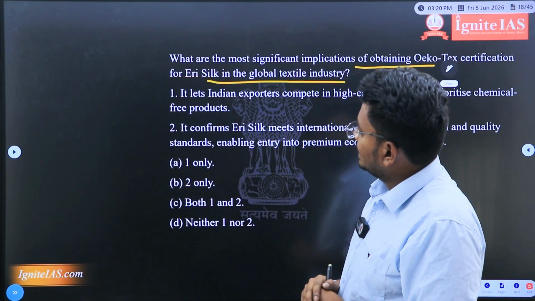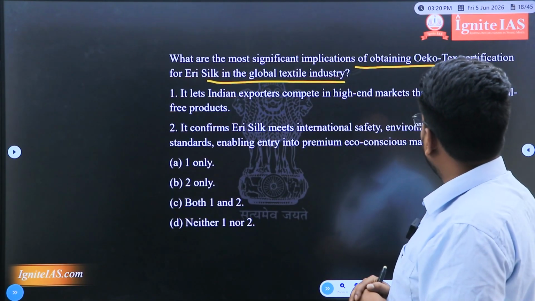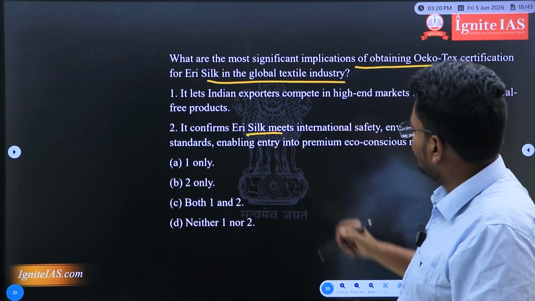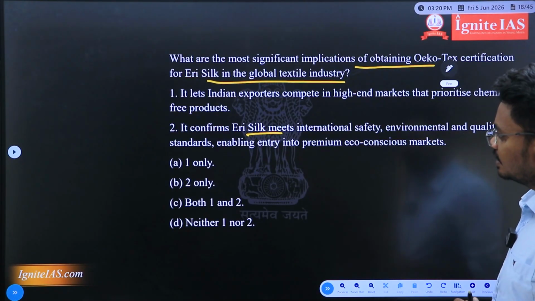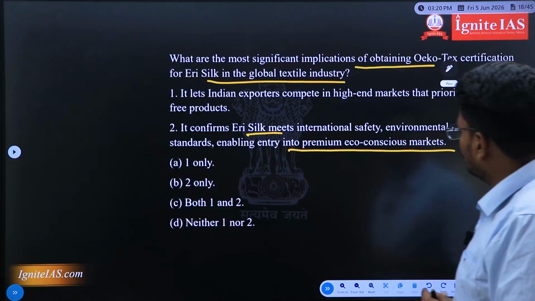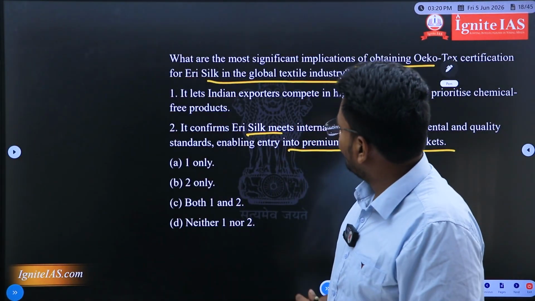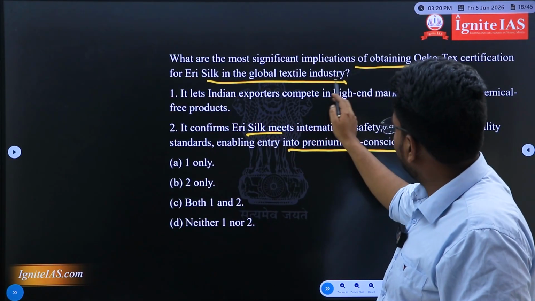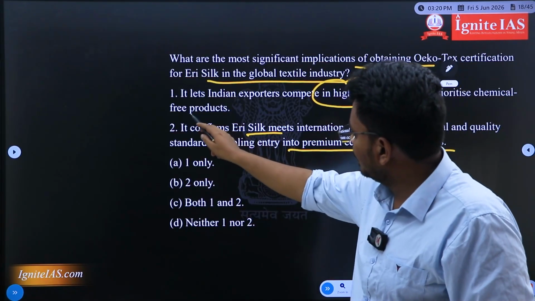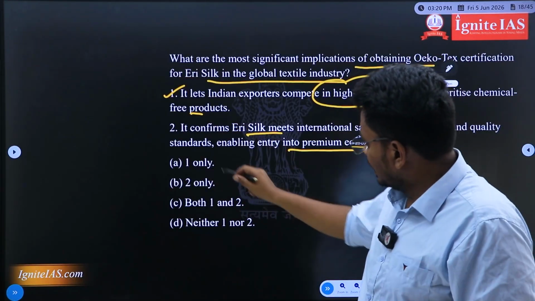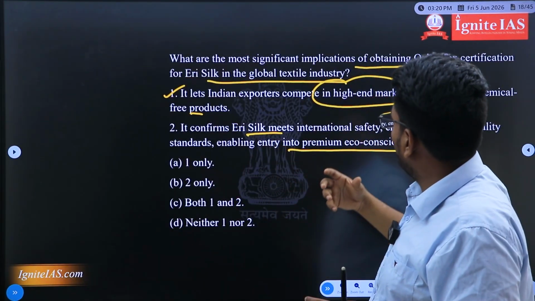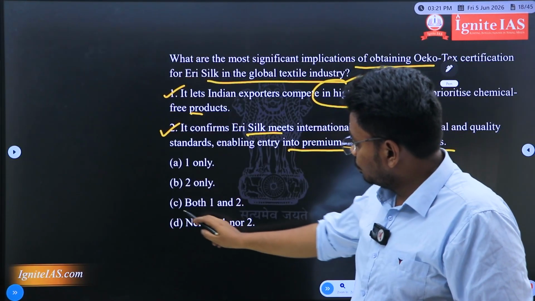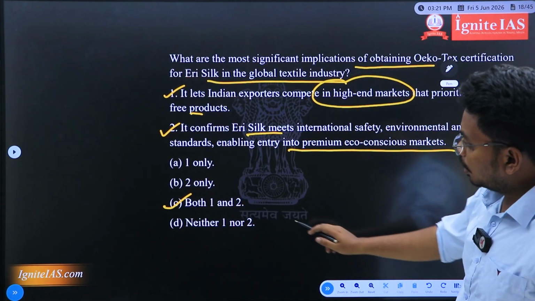Statement 1: it lets Indian exporters compete in high-end markets that prioritize chemical-free products. Statement 2: it confirms Eri silk meets international safety, environmental and quality standards, enabling entry into premium eco-conscious markets. We need to find which of these two statements are correct. Statement 1 is right. Statement 2, actually, we are doing Eri silk production to compete with the global markets, so statement 2 is also right. So the answer will be both 1 and 2. Option C will be the right answer.